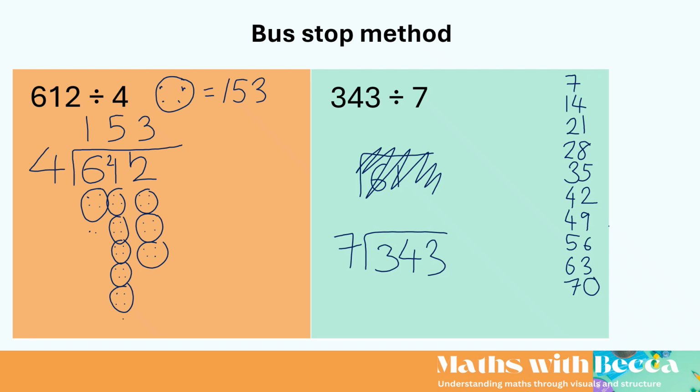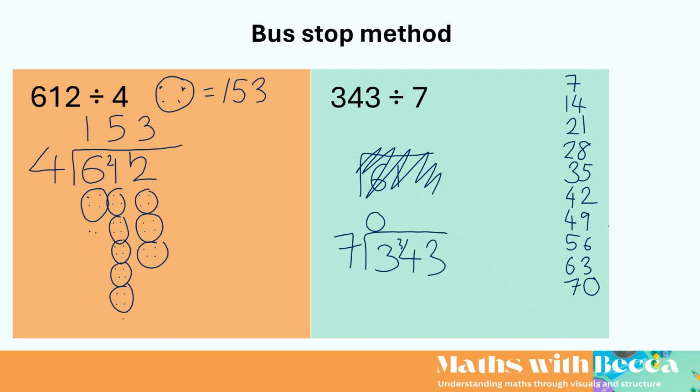Okay, so I'm now going to repeat the process. So 7s into 3. I can't get any 7s actually. I can't make any groups of 7 if I've only got 3. So I'm going to put a 0. I'm going to carry that 3. I haven't used it, so I'm going to carry it to the 4 to make 34.